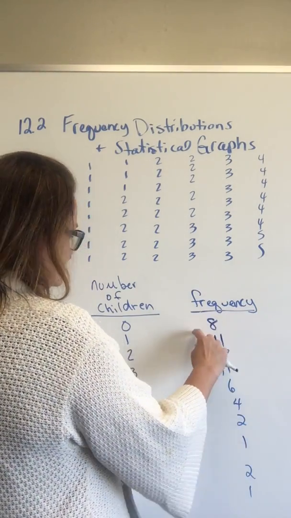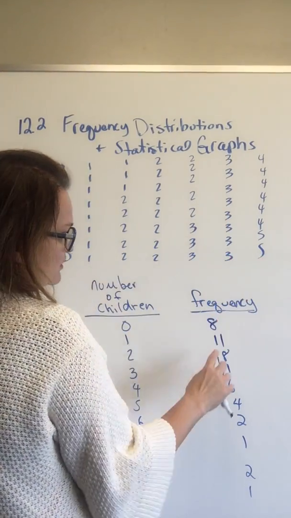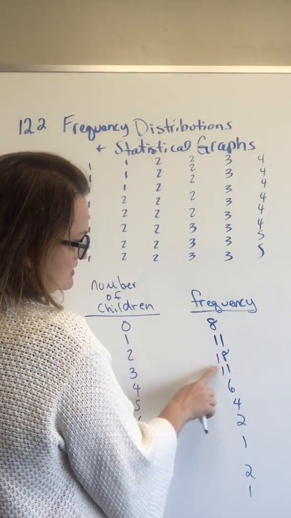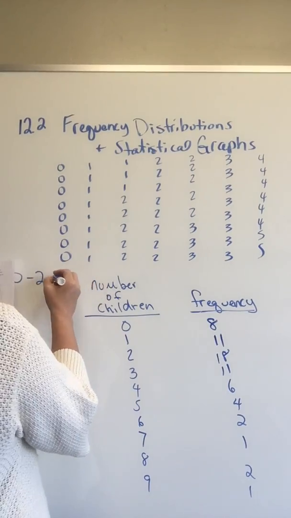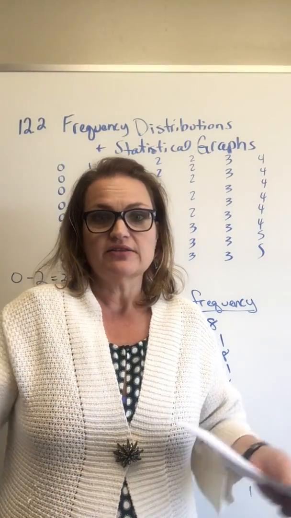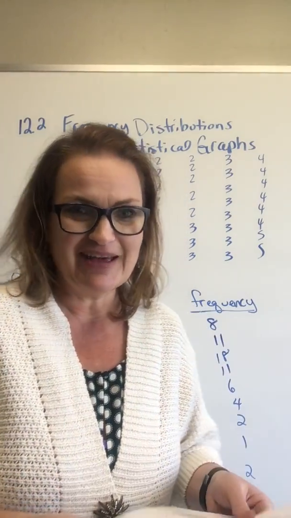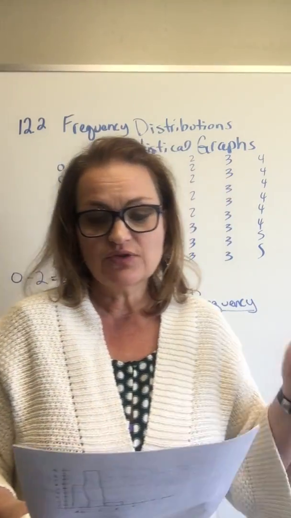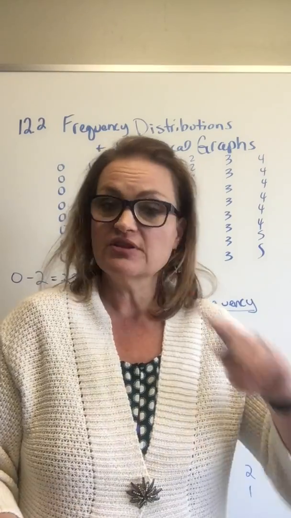So if we said how many said they had 0 to 2, that's most of our data. The 8, 11, and 18 would add all that together, and that would have been 37. But if we do choose to group data, there's rules for that. You know, we always got a rule in math for everything, right? There's rules for that.